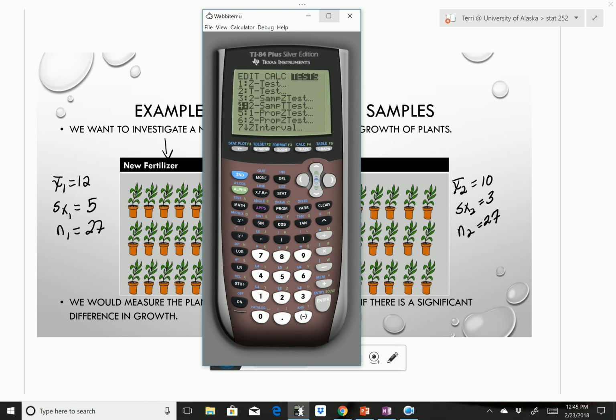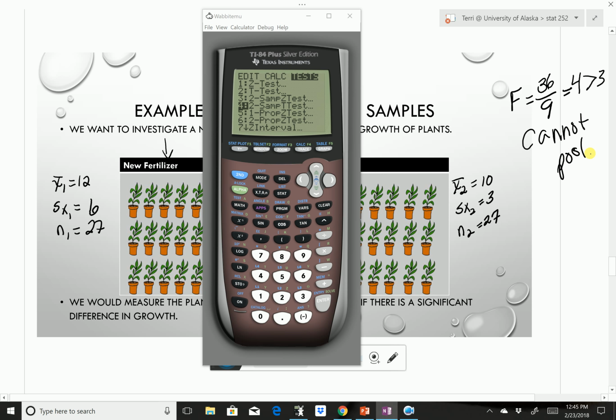Okay, so if that was 5 instead of 4, then our F would now be 25 over 9, which, no, that's still less than 3. Oh, darn. Okay, fine, I'm going to make it 6. Now it's 36 over 9, which is 4, which is greater than 3. So now we cannot pool. So let's say that we cannot pool.